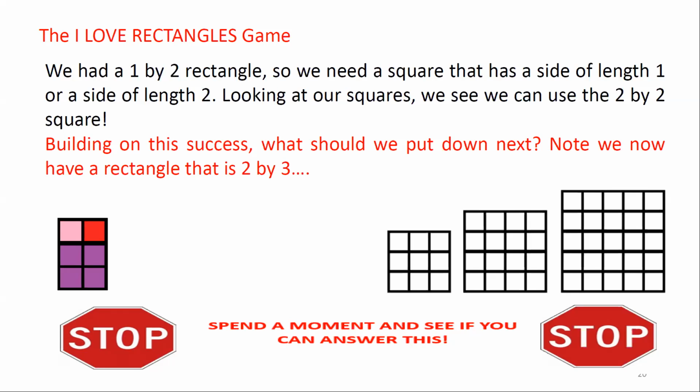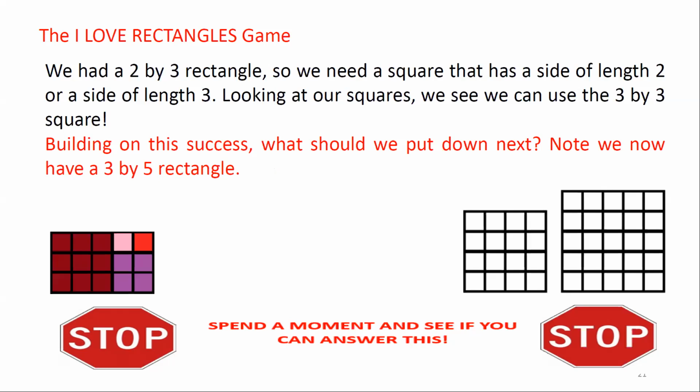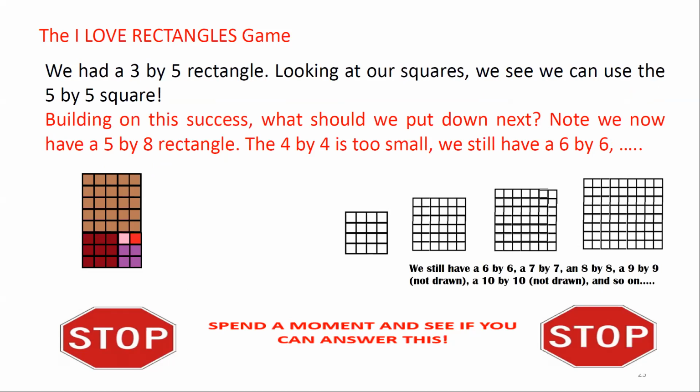Well, we have a 2 by 3 rectangle. So what could we put down next? The 3 by 3. Now there's actually two choices. I could put the 3 by 3 on the left or on the right. I'm going to choose to put it on the left. Now I have a 3 by 5 rectangle. What should I put down? The 5 by 5. The 4 by 4 does not fit, so we're going to put the 5 by 5 up. We could have put it down, but I'm going to choose to put it up.